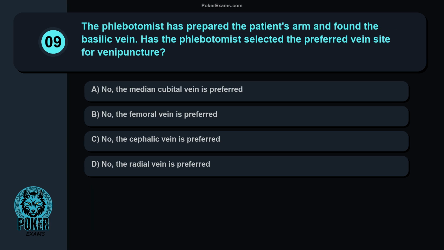Question 9. The phlebotomist has prepared the patient's arm and found the basilic vein. Has the phlebotomist selected the preferred vein site for venipuncture? No, the median cubital vein is preferred. No, the femoral vein is preferred. No, the cephalic vein is preferred. No, the radial vein is preferred.